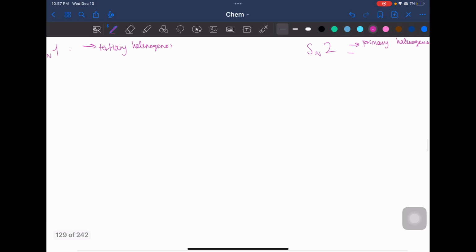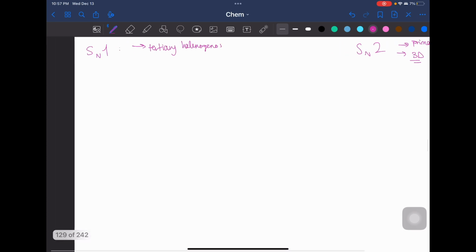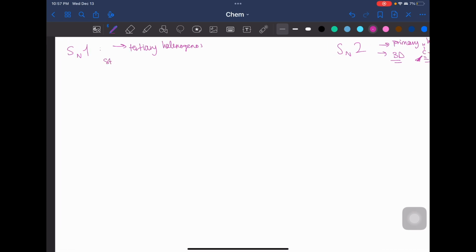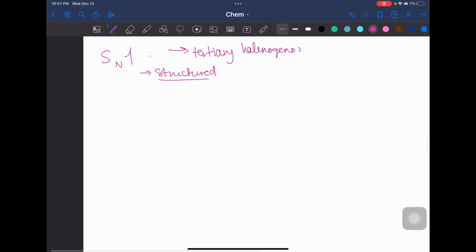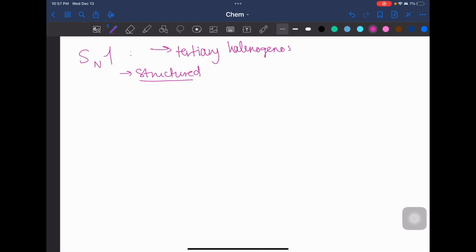And another note is that in SN2, we need to draw it in 3D. So we're going to need to draw these 3D things in time. So we're going to have our H and our Cl. Over here, we can draw the structured versions. We're going to need to draw the structured versions, actually. Okay, let's get started. So since it's tertiary halogenoalkanes, I'm just going to draw us a little butane.